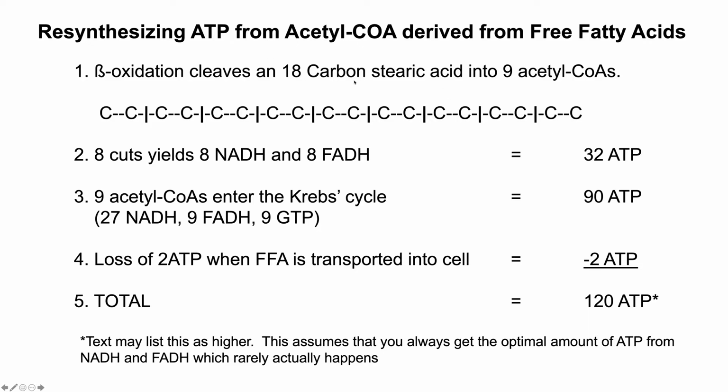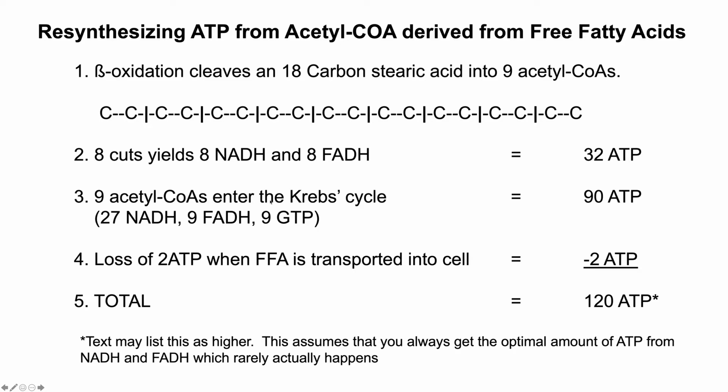So here we'll say we've got stearic acid, so an 18 carbon. Always just take the number of carbons, divide by 2, and that gives you the amount of acetyl-CoAs. So 9 acetyl-CoAs. Remember, there's always one less NADH and FADH than acetyl-CoA. So that means for this carbon chain, there's going to be 8 cuts. So there's 8 NADH and FADH. Times that by 2.5, times that by 1.5, gives you 32 ATP.